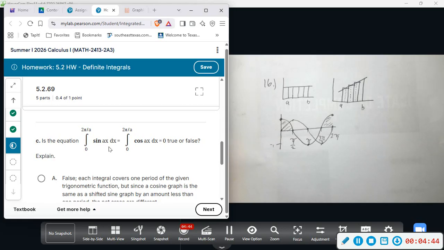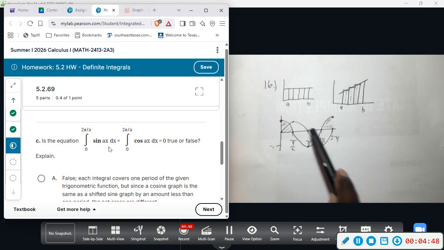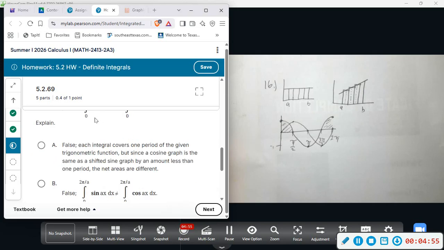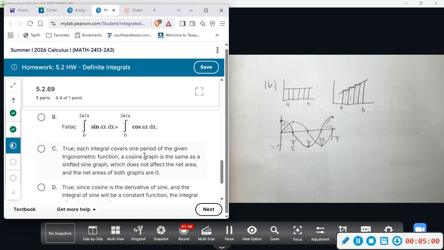And that net area should be 0. These two combine to be that part below, then this part above and that part below. So they both have the same area over 2 pi, and so I would say that this is true. They're the same. It says true, the integral covers one period of the given trig function. The cosine graph is the same as a shifted sine, which you can kind of see if you shift it over, which does not affect the net area. The net area of both graphs is 0.